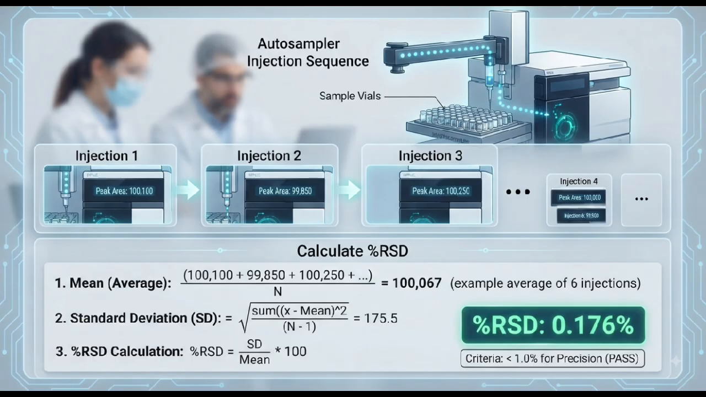A high percent RSD may indicate problems related to injection performance, sample preparation, autosampler operation, solution homogeneity, carryover, leaks, bubbles, or other chromatographic issues. Therefore, investigation should not automatically conclude that the autosampler is defective.